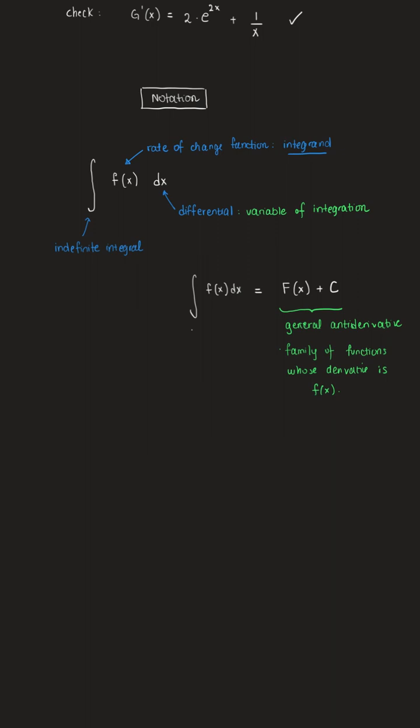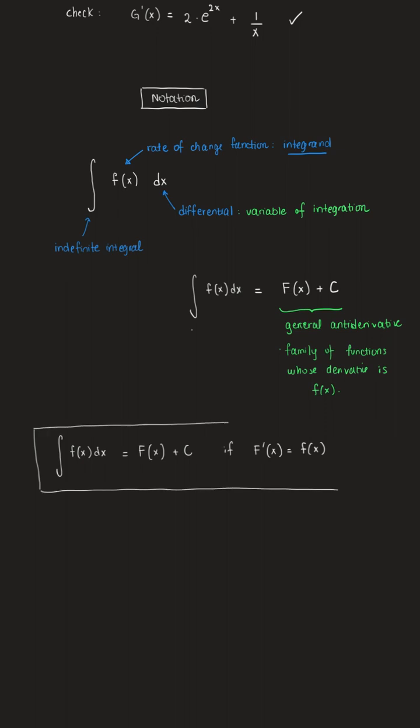So we say integral of f of x dx, this is how we name it, is the capital F of x plus c if, when we take the derivative of this resulting function, we get the rate of change function in the integrand. And so this is the indefinite integral. It gives us a family of antiderivatives.